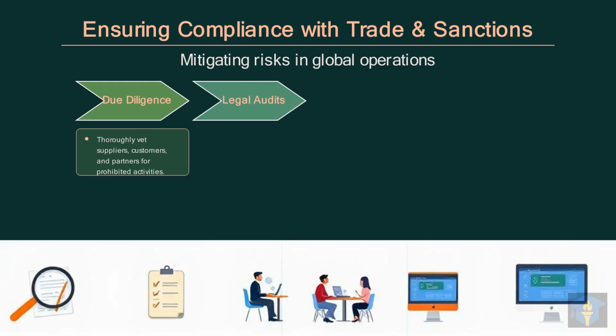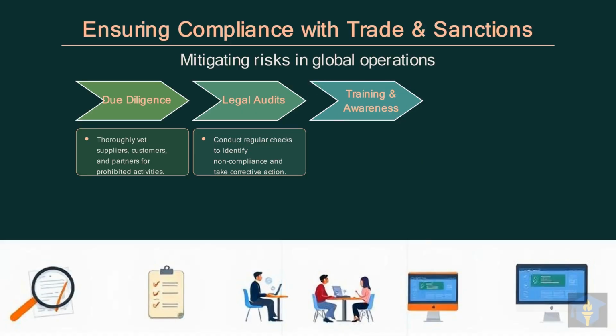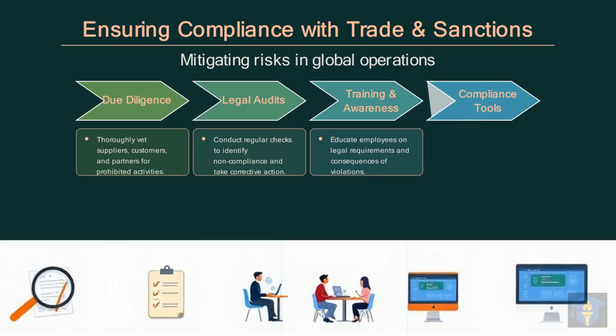Next, we have legal audits as another essential practice. You should conduct regular checks to identify non-compliance issues and take immediate corrective action. Training and awareness is our third key element for compliance. It's crucial to educate all employees about legal requirements and the serious consequences of violations. Finally, we have compliance tools to support these efforts. You should utilize technology to monitor and track sanctioned entities in real time effectively.